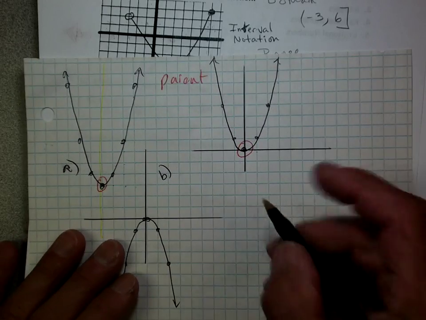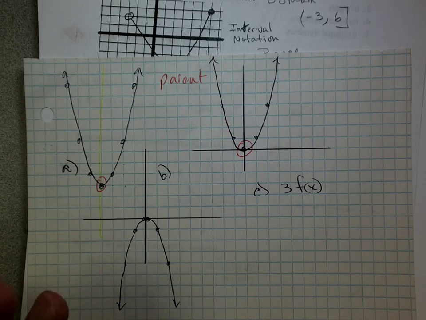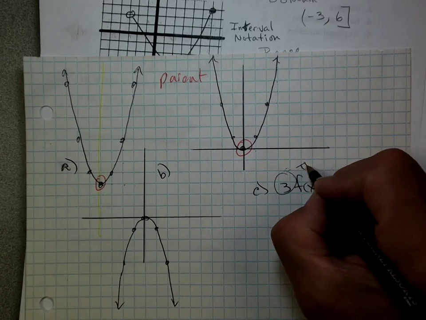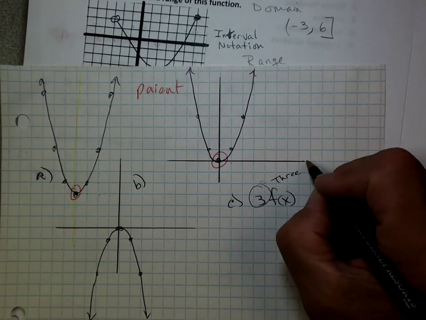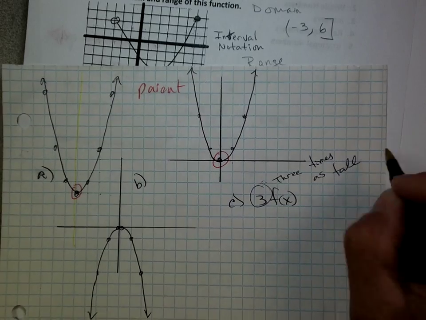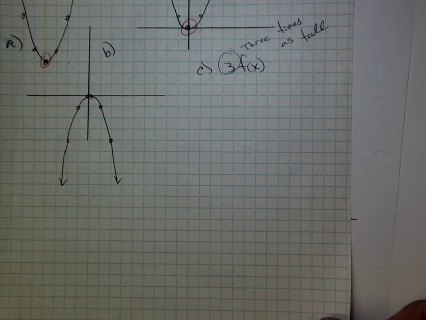C. I've got on C 3 times f of x. All right. So it's got to be 3 times as tall, because of the 3. So, all right, I'm going to make a tall graph. Let's see if I can squeeze it in here. Super tall graph.